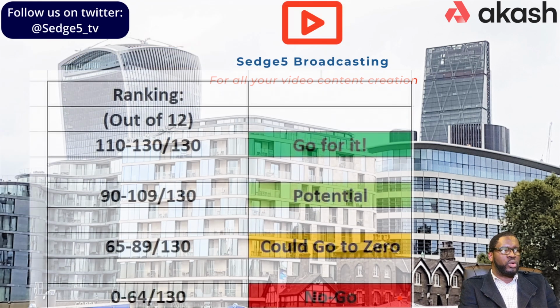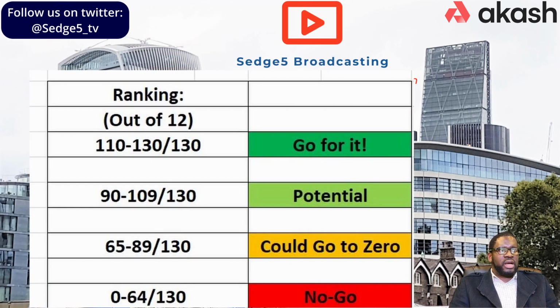we then aggregate the total score before we rank the project according to the following 4 risk categories or risk levels. When a project scores between 0 to 65 out of 130, we call that the no-go category, which means the risk is at its maximum. The next category is the could go to 0 category. Here a project will have scored between 65 to 89 inclusive out of 130. The third category is the high up potential category. Here a project will have scored 90 to 109 inclusive out of 130. Before we go to the final category or the highest category, which is the go for it category, here a project will have scored between 110 to 130 out of 130.